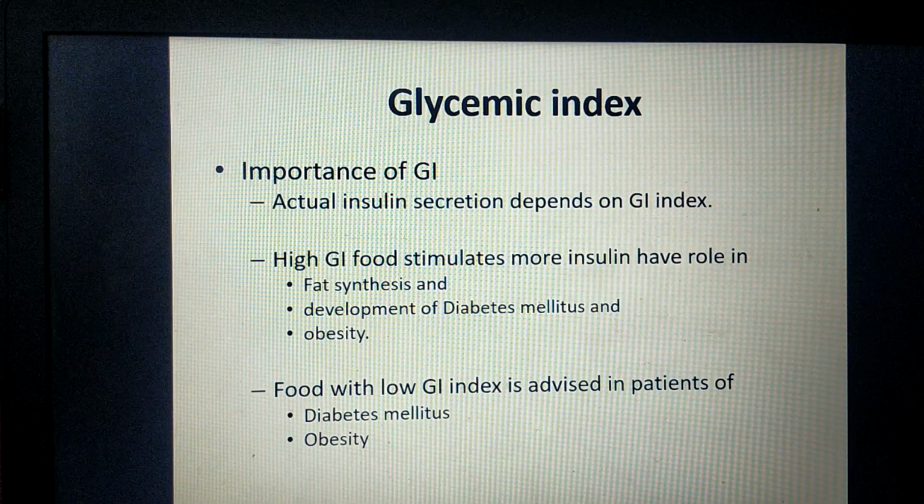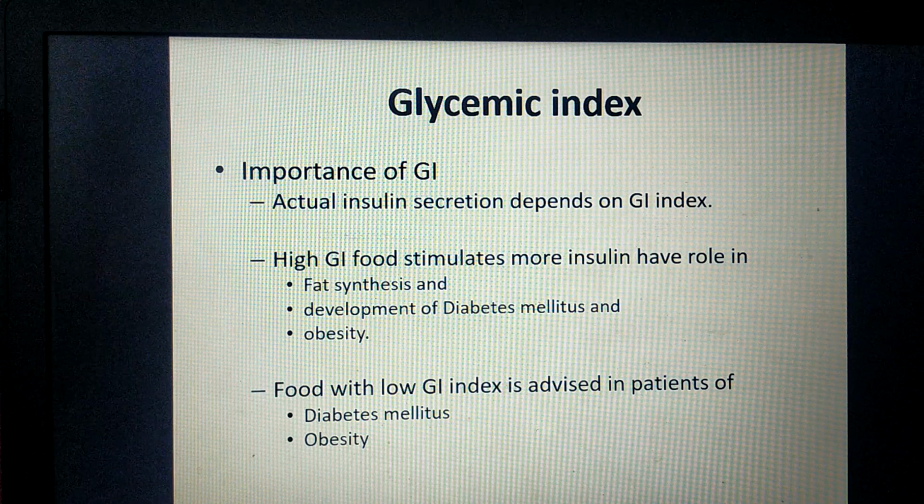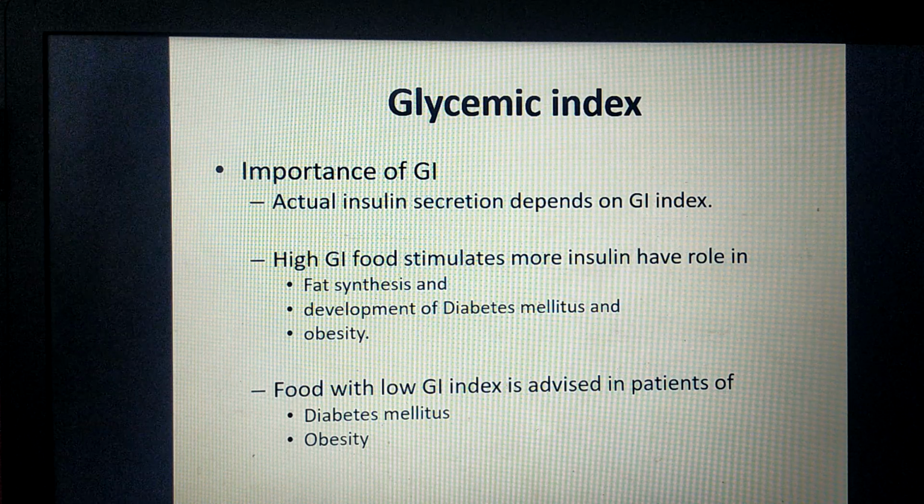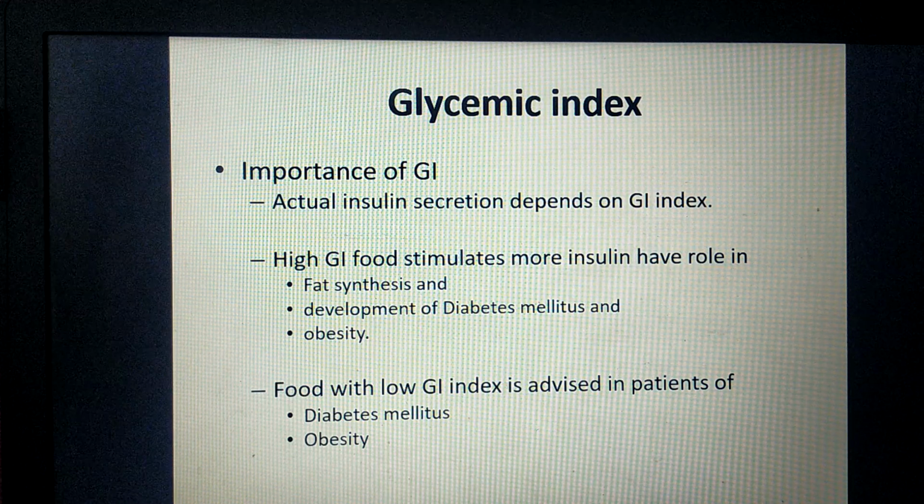Importance of glycemic index. As I have told you, actual insulin secretion depends on glycemic index. Food with high glycemic index stimulates more insulin secretion, and food with low glycemic index secretes less insulin. This insulin secretion is directly proportional to fat synthesis and diabetes mellitus. The more the insulin secretion, the more will be the chances of diabetes mellitus development in the future.